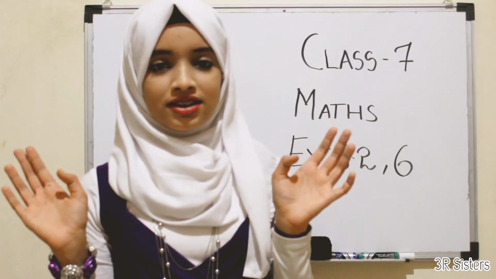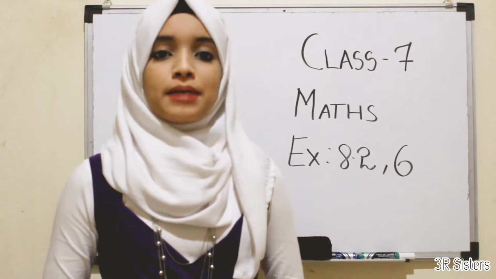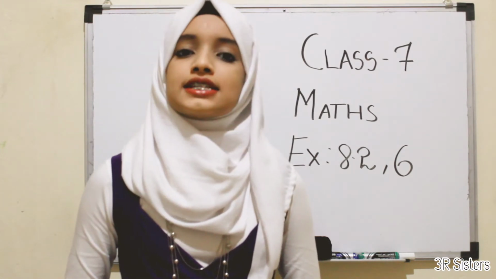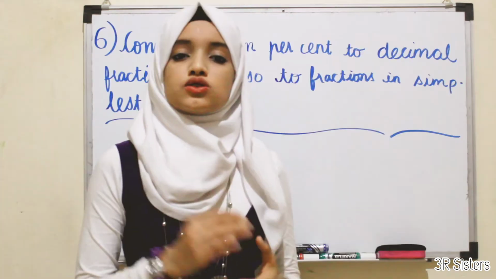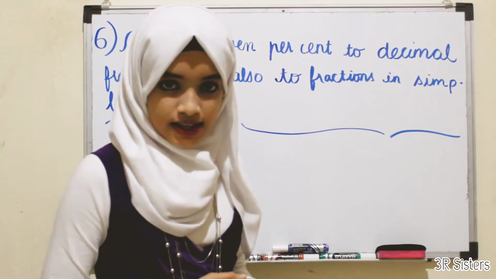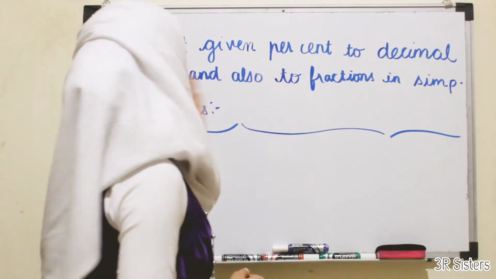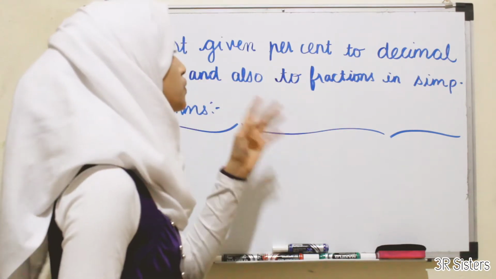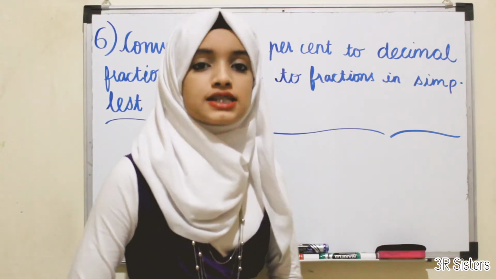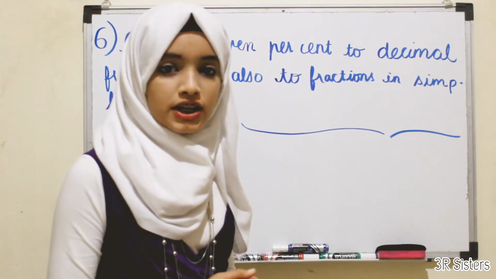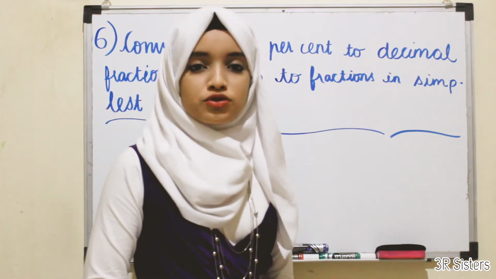Hello everyone. Today we'll be discussing Class 7 Maths Chapter 8 Exercise 8.2 Question number 6. So let's get started. What does the 6th question tell us? The 6th question is to convert the given percent to decimal fractions and also to fractions in simplest form. So in the question there are percents given, and we have to convert them to decimal fractions and also to simplest form. So let's move to the questions.